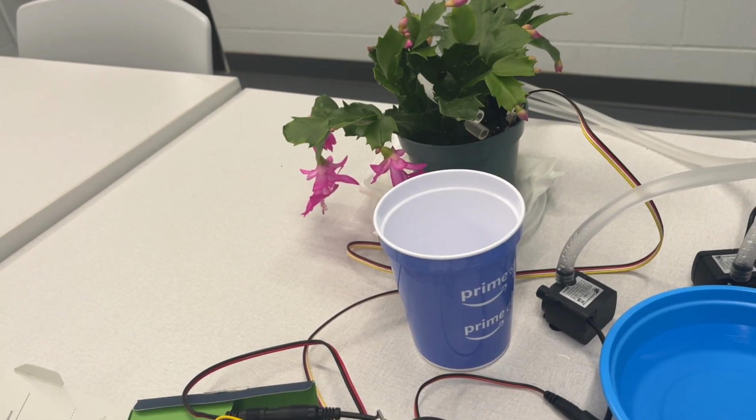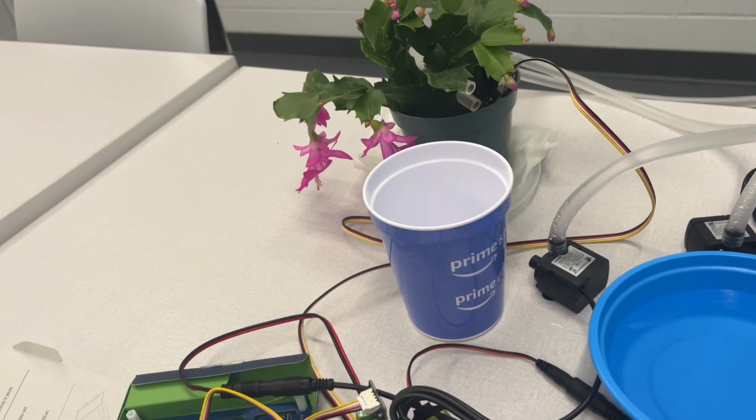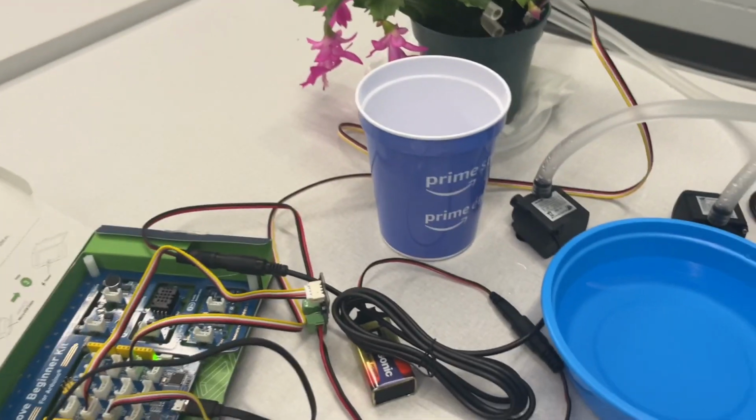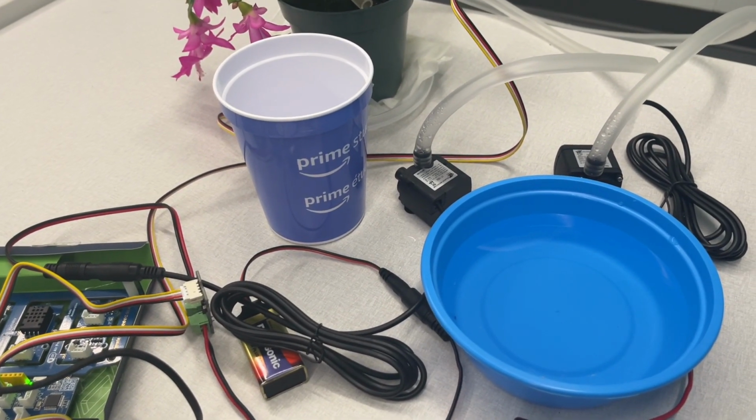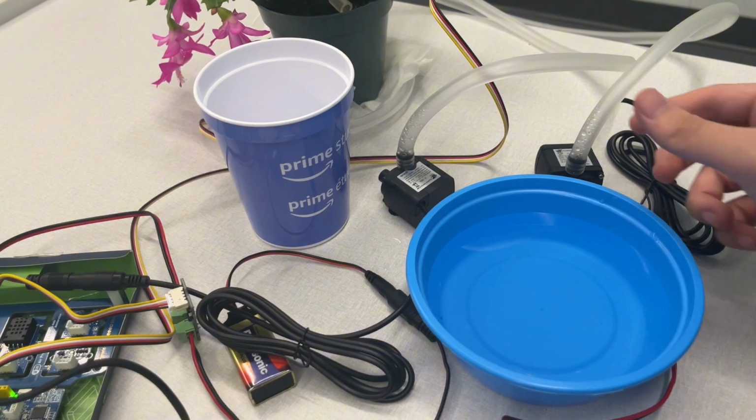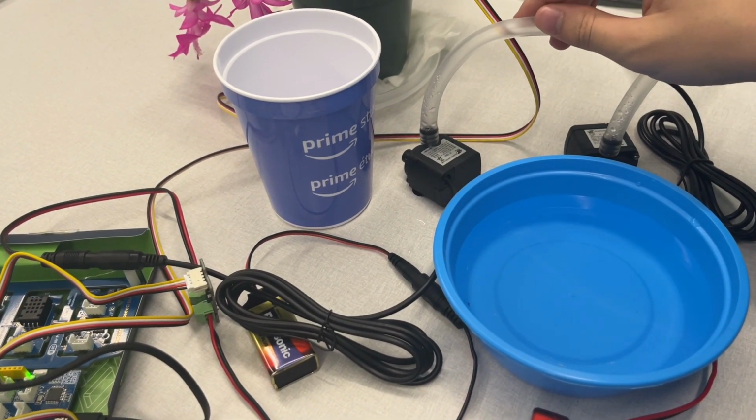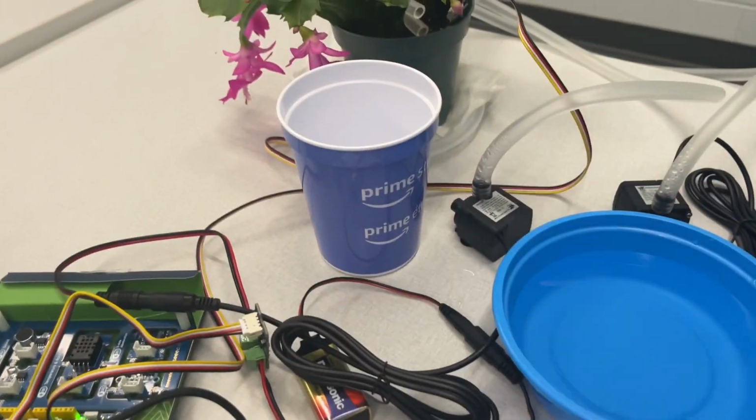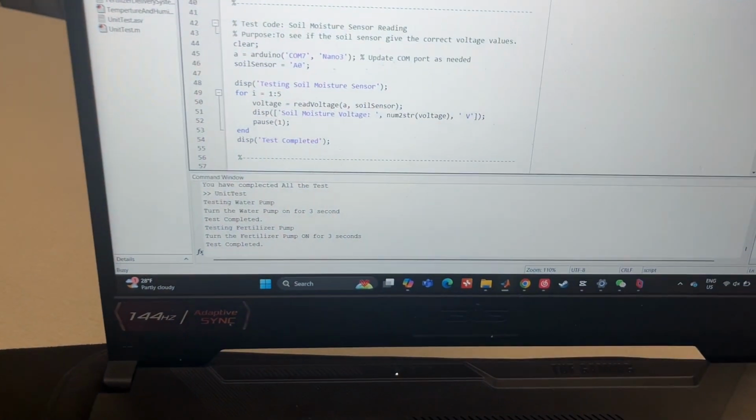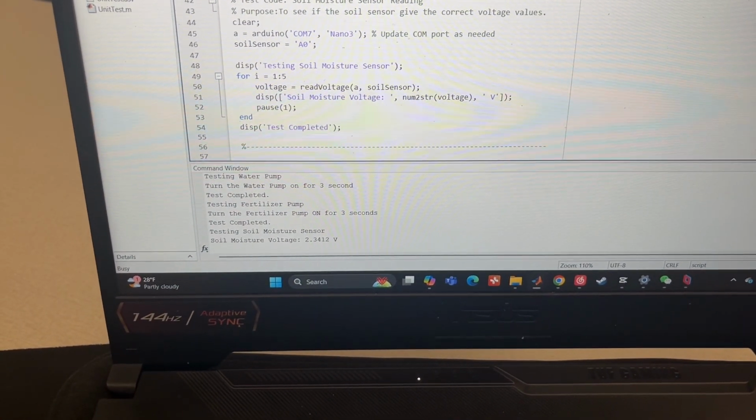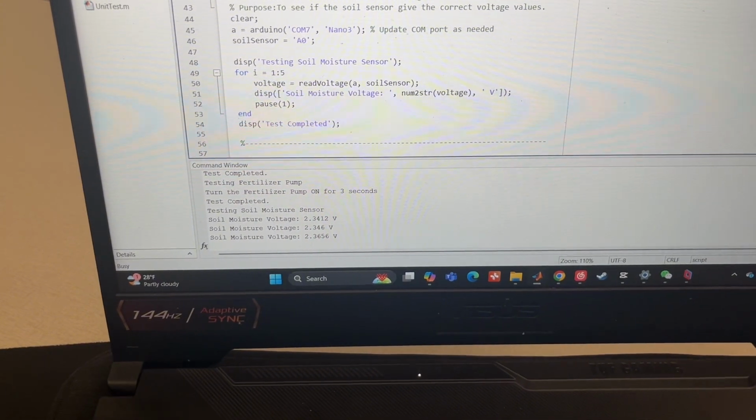So when you do the test, it's going to run the motor on. And also, as you can hear, there's some sound from here for the water, and there's going to be some sound for the fertilizer one. And then also, as you can see here from the command window, it shows how long it's going to be on for, and then tests whether it passes or not.